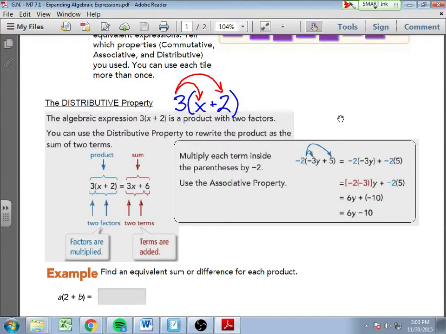Miriam? So you would times 3 times x and 3 times 2. Yeah. So we get 3 times the x plus 3 times the 2, and that's how we get 3x plus 6. That's it.